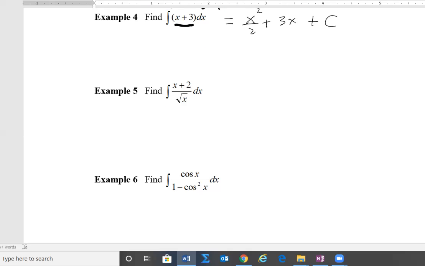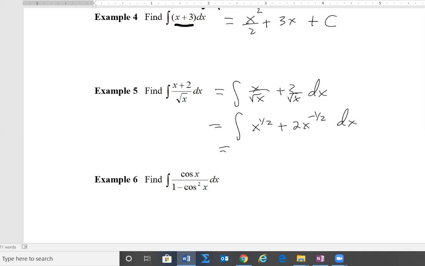Okay, this one, we don't really recognize it, but usually we can do a rewrite. In other words, we have x over root x and a 2 over root x, like that. So I'm going to write this first term as x to the 1/2. And it's simplified, and this will be 2x to the negative half.